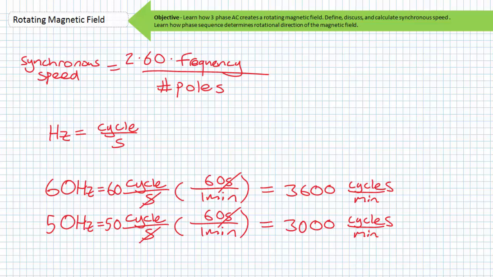If I increase or decrease the cycles per second, I similarly increase or decrease the cycles per minute. This is where the 60 in our synchronous speed formula is coming from. It's a unit conversion. It's converting between something ordinarily measured in units of seconds, AC frequency, to something ordinarily measured in units of minutes, rotational speed.